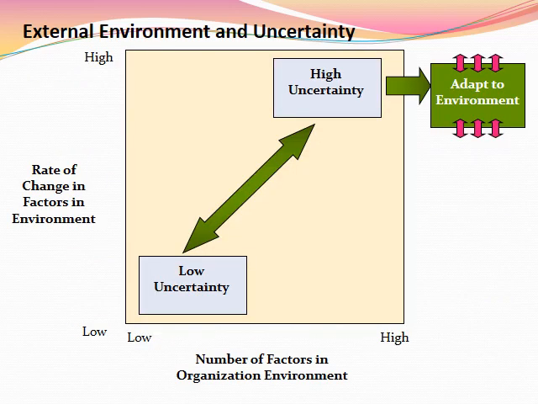This is a nice picture to show where the world is right now. You can see in this figure, if you go to the horizontal axis, the number of factors in the organization environment, and number of factors means how many things are changing in the world. Today so many things are changing. The number of factors changing is very high. Rate of change in factors means how fast the environmental factors are changing. Today there is a huge change. The change rate is very high.